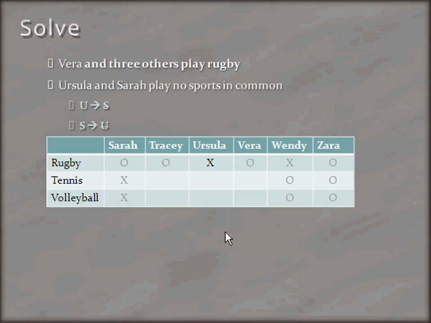Now we're back to our next logical reasoning statement. Ursula and Sarah play no sports in common. Well, this means that we know that Ursula cannot play rugby because Sarah plays rugby. However, we also remember, looking back at our old statement, that Vera and 3 others play rugby. Well, we've decided that Ursula and Wendy cannot play rugby, and that Vera does play rugby, which leaves only 3 others, Sarah, Tracy, and Zara. We knew Zara played rugby already, so we now know that Tracy also plays rugby. So we've used up this statement as well.